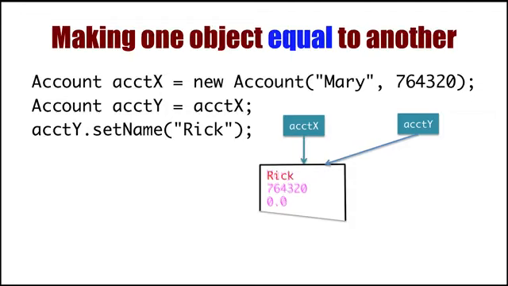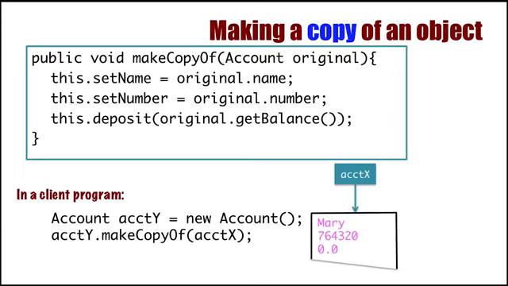Now a change to account Y will also be made to account X, because in fact they are the same object, or they're referring to the same object. This will mystify the less informed, but not us. Setting one object equal to another is permissible in object-oriented programming, but be sure that is exactly what you want to do. If you really wanted to make a copy of an object, there are lots of ways to do it.